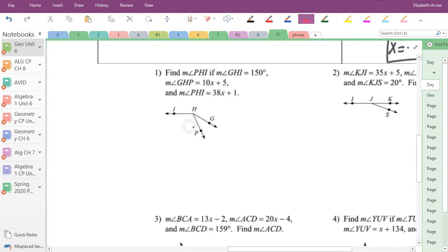Okay, so you have your diagram. I'm going to start carefully reading what is given. Okay, so they want us to find the measure of angle PHI. That's our question. We're finding that. And they're telling us that the measure of angle GHI is 150. So GHI, the whole thing, is 150.